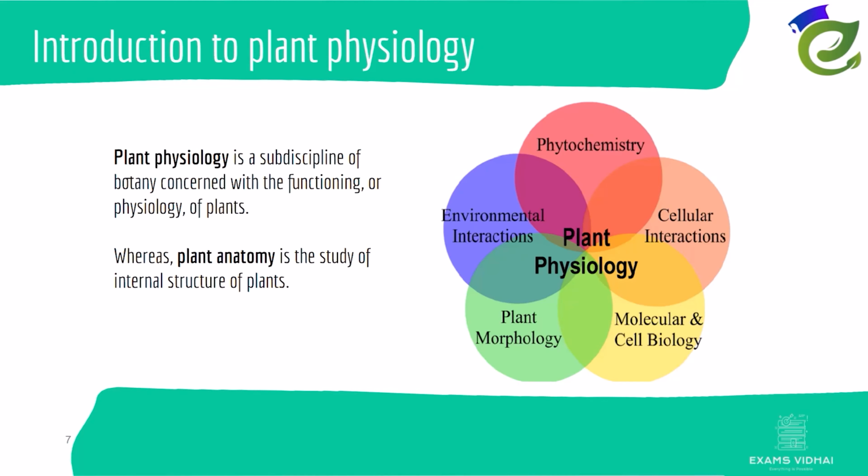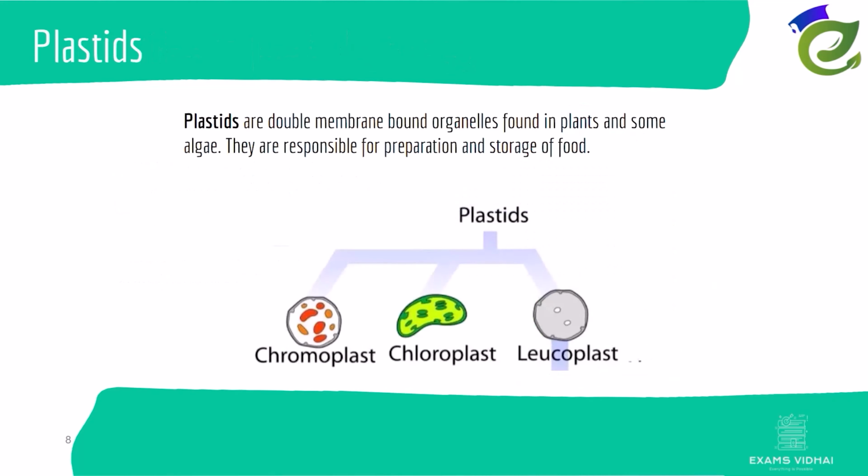Plant physiology is the subdiscipline of botany that is concerned with the functioning or the physiology of the plants, whereas plant anatomy is the study of the internal structure of the plants. So this is the basic difference between plant physiology and plant anatomy.